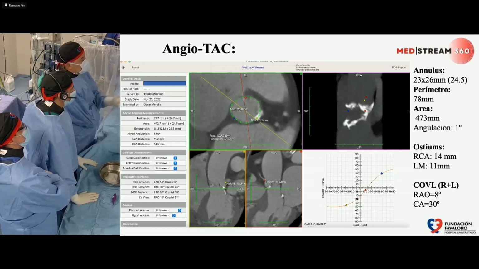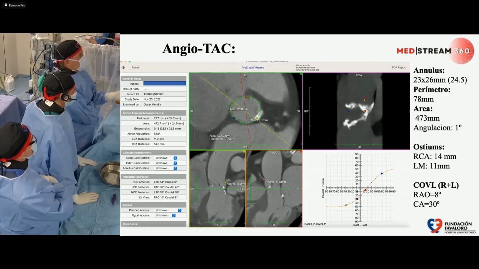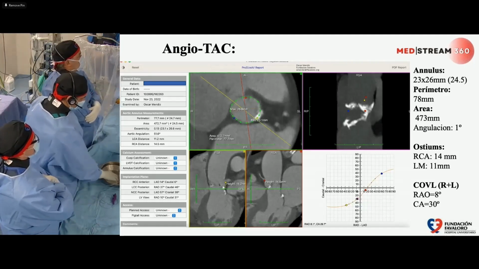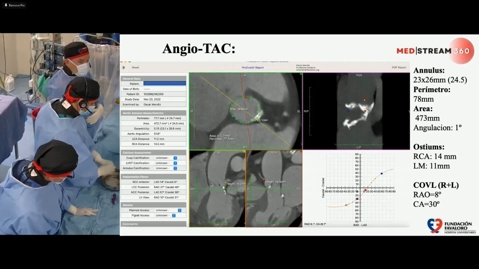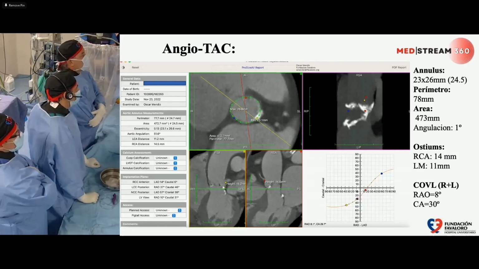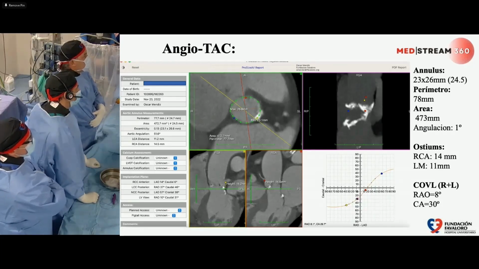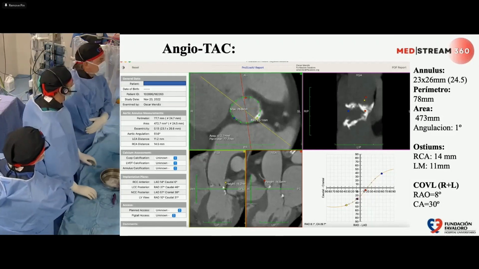These are our measurements done by us here in the lab. Here you can observe 23 by 26 with a perimeter of 78 with an area of 473 with no significant angulation. The left main is at 11 and the right coronary artery is at 14. And here we have to write, okay, perfect. The cusp overlap view overlapping the right of the left sinus at the right oblique is 8 and the caudal inclination of 30. Is that 30, correct there? 8/30. Okay. Next.